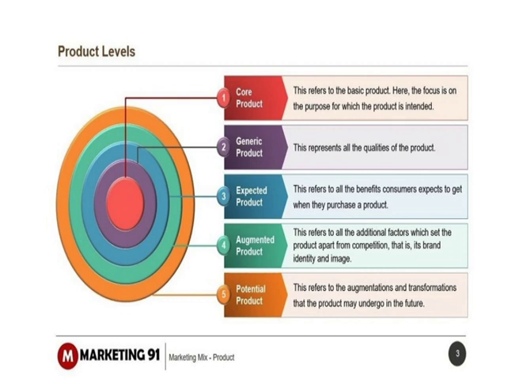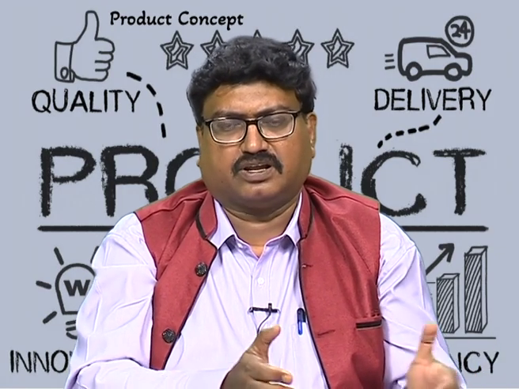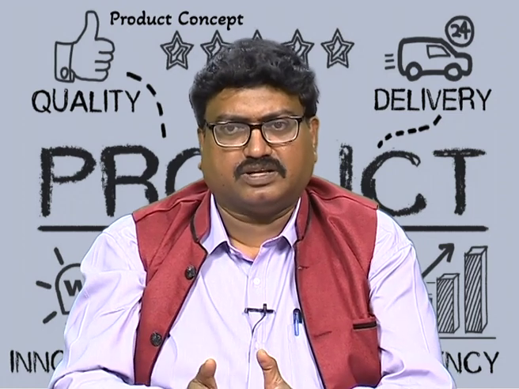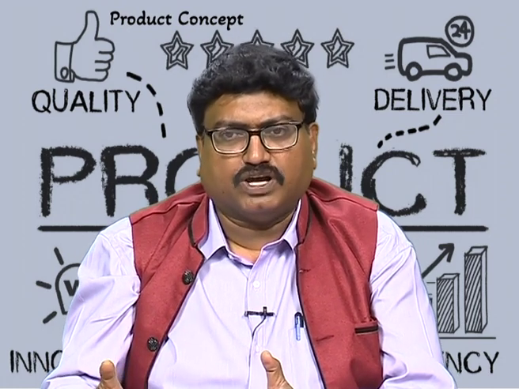The basic core, the internal part of a product, is called the core product. This refers to the basic product. Here, the focus is on the purpose for which the product is intended or created. Let's say you talk about a 7-star hotel, a 5-star hotel, a 3-star hotel. It could be a lodge, it could be a dormitory. All I'm looking for is a place to rest. Maybe there are other features in it.